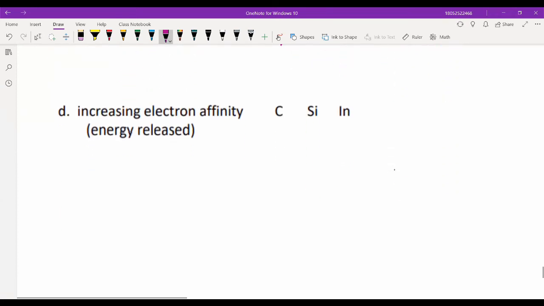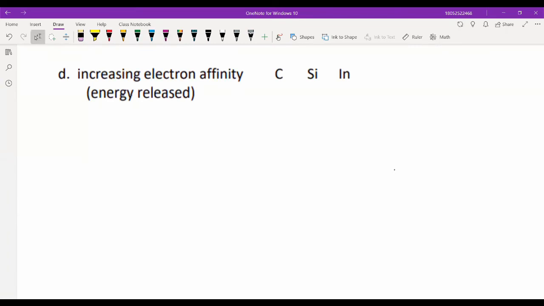And last one, electron affinity, energy release. So again, we're using the trend up and to the left, up and to the right, like energy released. So going down left, up and to the right, more energy is released when you gain an electron.